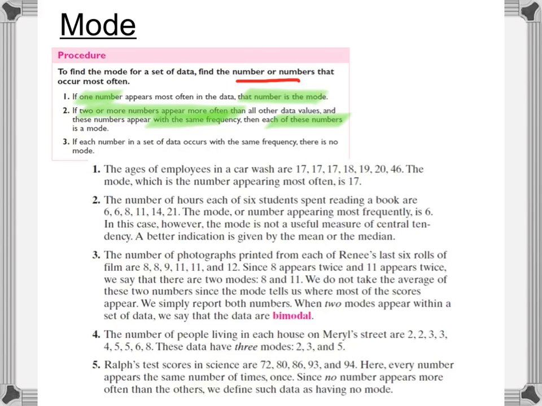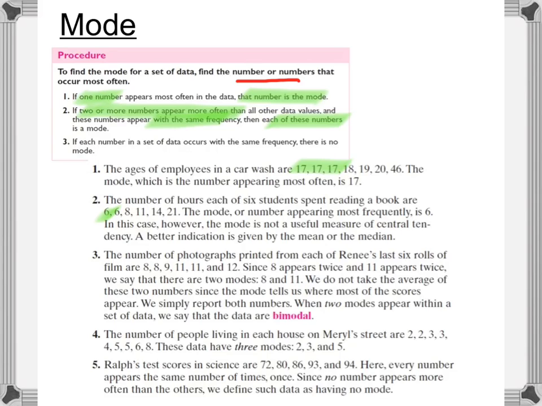So the ages of employees at the car wash, that was 17, 17, 17, 18, 19, 20, and 46. So clearly 17 is the mode because it occurs 3 times, where the other points only occur once. The number of hours each of 6 students spent reading a book are 6, 6, 8, 11, 14, 21. The most frequently occurring number is 6.